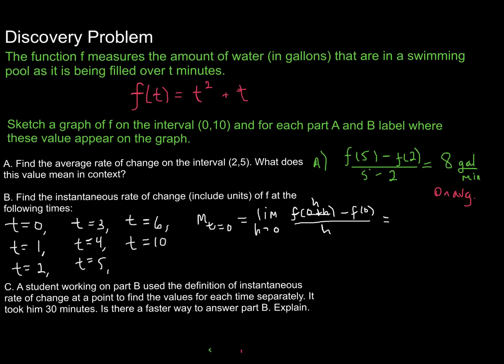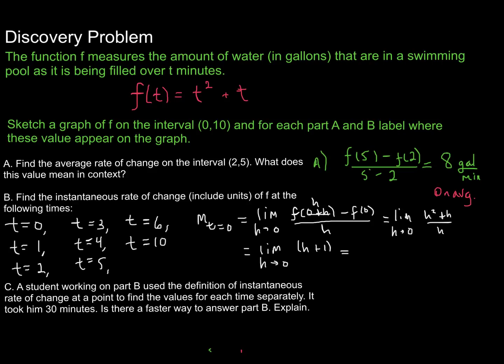And so when I take the limit of this, I'm going to be taking the limit as h approaches 0 of h squared plus h over h. And I could plug h in, but I'd get 0 over 0. Luckily, I can quickly factor this and cancel an h from my numerator. And so when I do that, I will end up taking the limit as h approaches 0 of h plus 1.